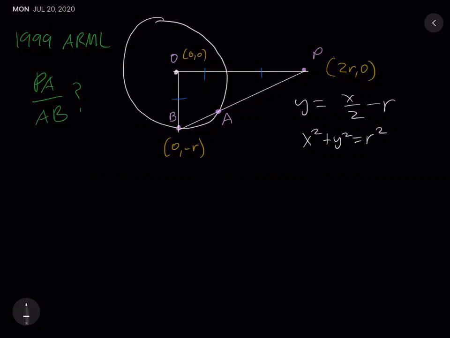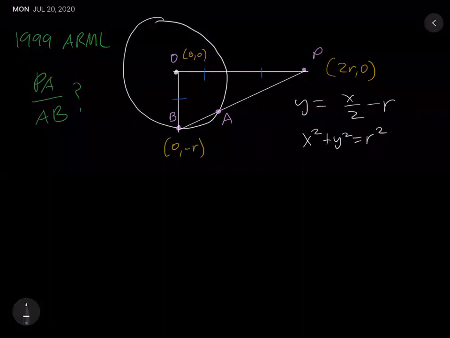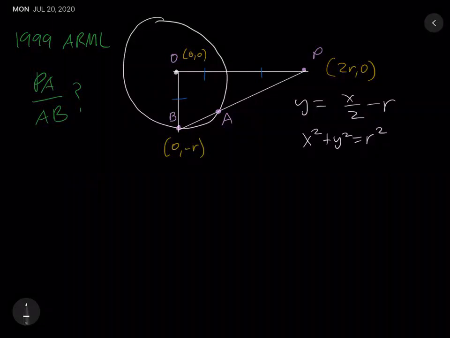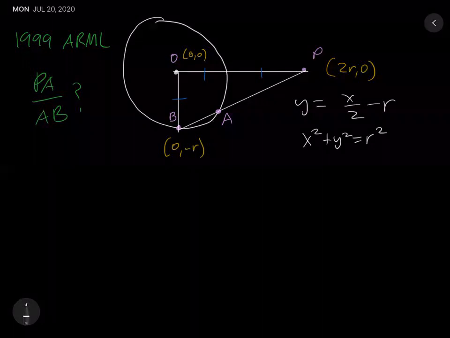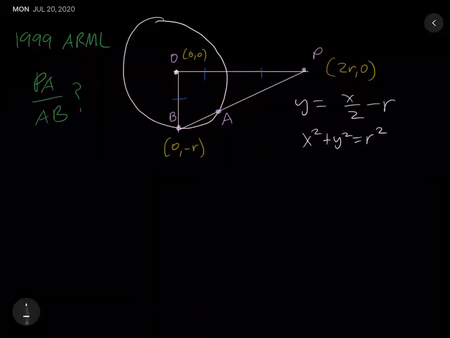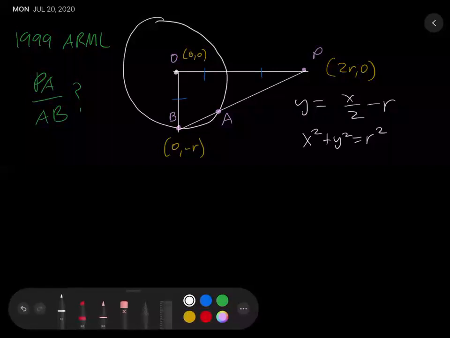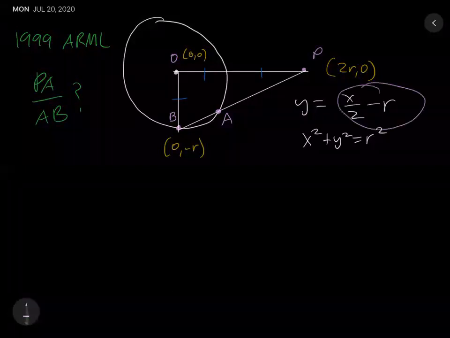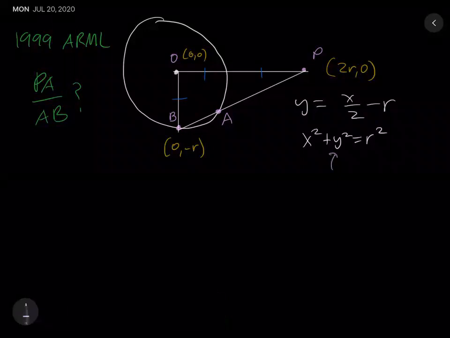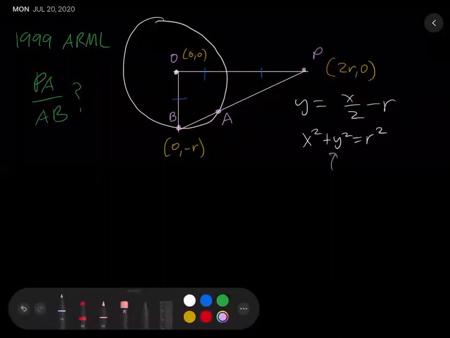It is just a tiny bit complicated, and it's very bashy. It's very easy to mess up, which is why I wouldn't recommend coordinate bashing. It's easily one of the quickest ways to make a silly mistake, but sometimes it's just too useful to not do. So we're going to substitute this value for y into this y. So let's do that.